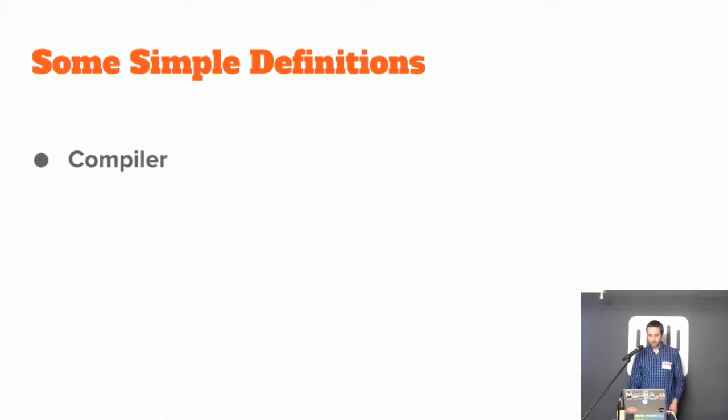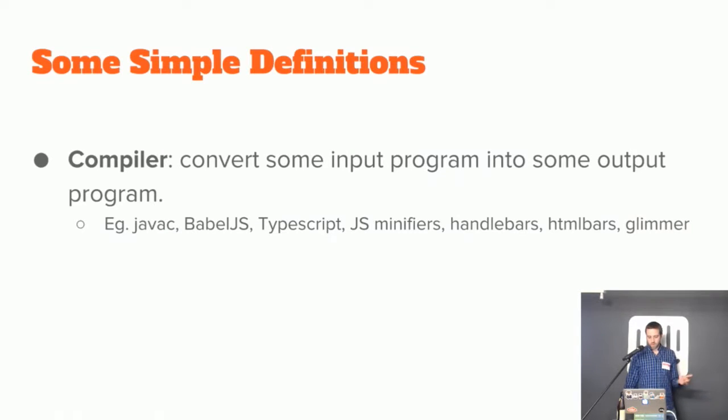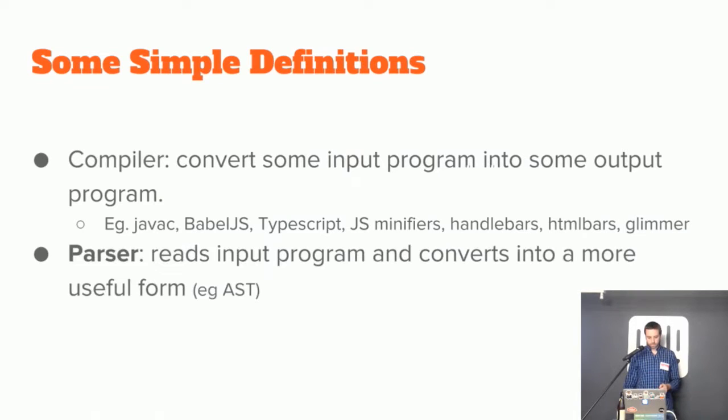So some simple definitions of things we'll talk about. I never really did these things in college, so when coming to them, they seemed like big concepts. They're actually really simple. A compiler is simply a program that takes an input program and converts it into some output program. So that could be javac for Java, could be Babel, which transpiles, but it's also a compiler. Could be the TypeScript compiler. Even simple things like a JS minifier takes some source program and outputs an output program. Handlebars itself, HTMLBars, which is the current rendering engine, and Glimmer itself has several compilers in it.